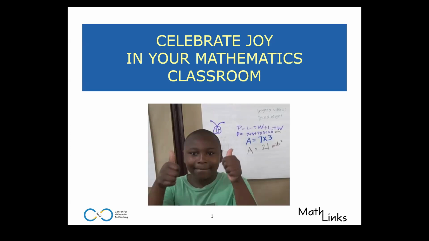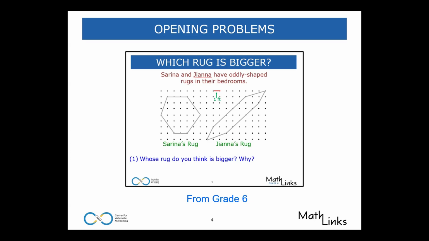First and foremost, we aim to celebrate joy in the mathematics classroom for both students and teachers. Some of the ways we do this are with specific program features. For example, every unit begins with an opening problem. These are intended to engage students and create a need to know. In this 6th grade problem, students grapple with areas of irregular shapes. Finding the area is accessible to a wide range of learners because successful strategies may include counting squares, chunking into smaller pieces, or using formulas.